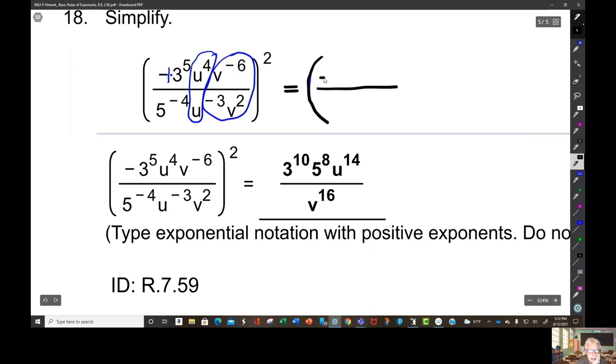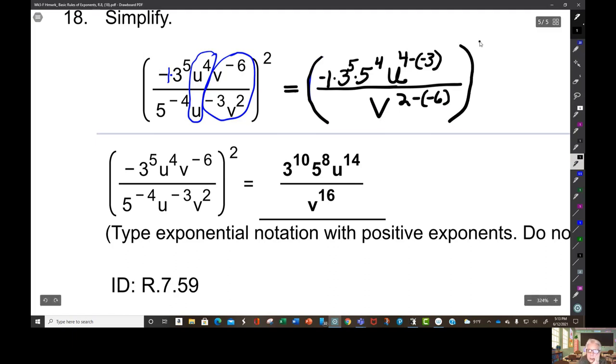I'm going to have negative 1 times 3 to the 5th power times 5 to the 4th power times u to the 4 minus negative 3 power times, well, 2 is definitely bigger than negative 6, so v to the 2 minus negative 6, to the 2. Whew! Okay, I had to really think about that.